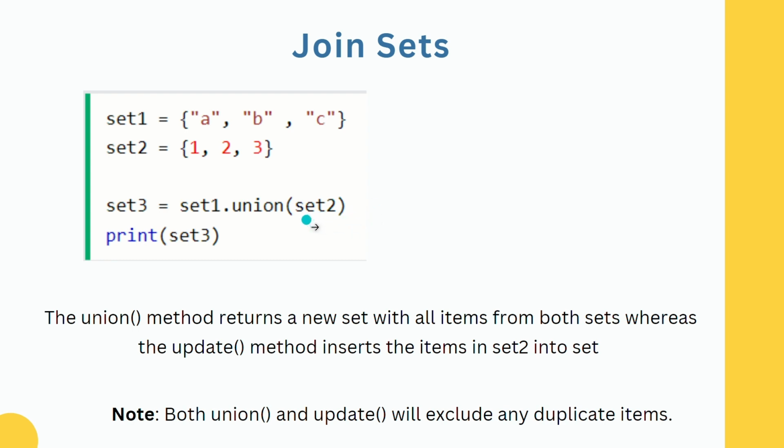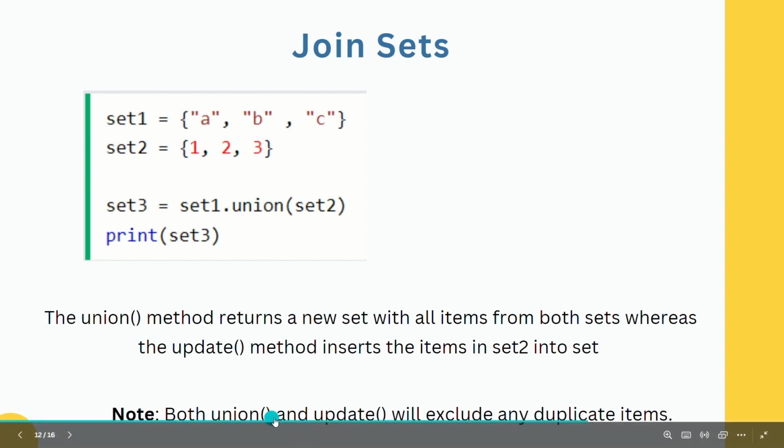Now it is the same as update. The only difference is the union method will return a new set, and because it is returning something, you have to store it in a new variable and it will contain all the items from both the sets. Whereas the update method will insert the items from the second set into the first one. So even though both of them will result in the same looking set, one will return a new set and the other will just update the first of the two sets. And both union and update will exclude any of the duplicate items.